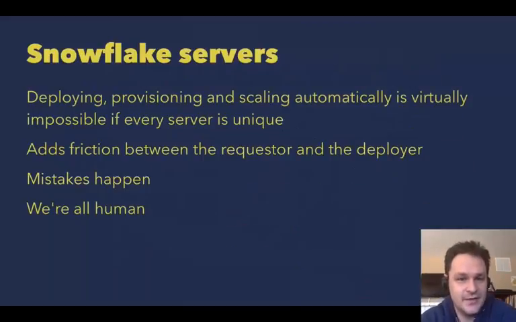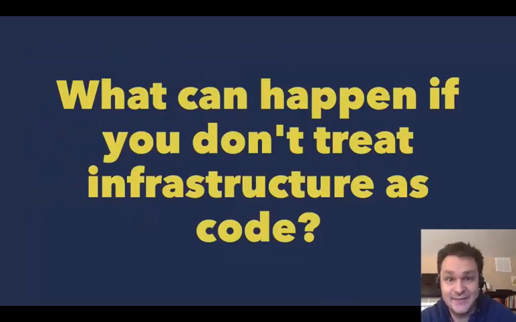Snowflake servers, these servers where something is special about them, add a ton of pain in deploying and provisioning because we can't do it automatically if everything is unique. And it also adds that friction between someone who's requesting it and somebody who's deploying it. If every server has to have these list of 20 things customized about it, it takes longer. And guess what? Mistakes happen because we're all human. We always make mistakes. And that means that Snowflake servers end up as mistakes. And so what happens if you don't treat your infrastructure as code?